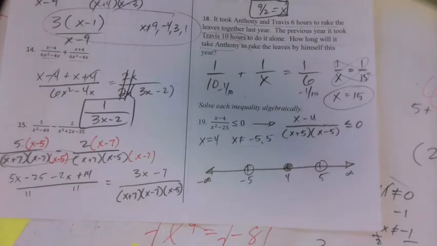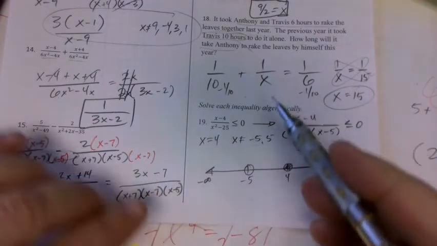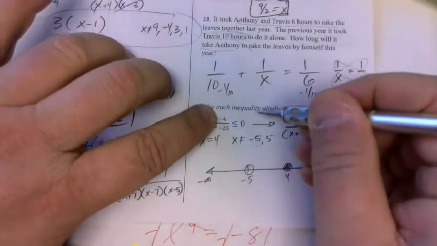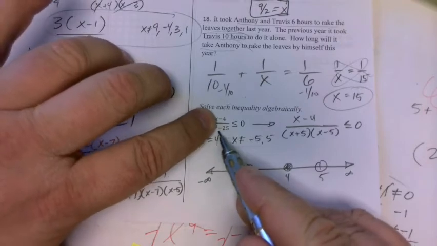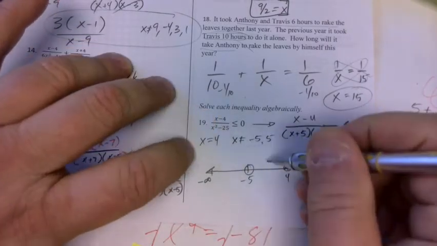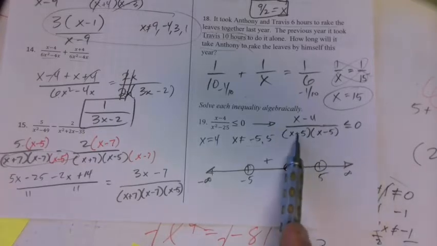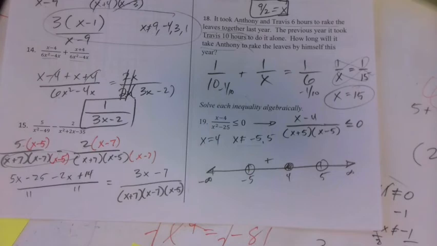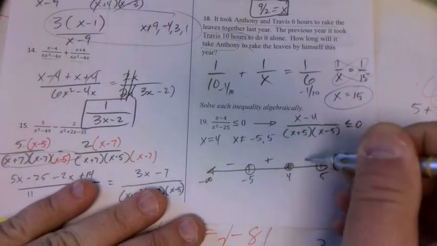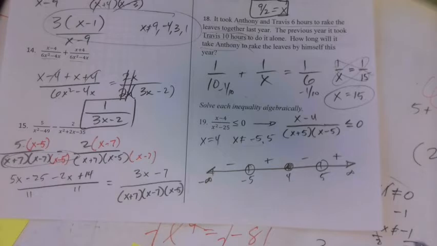Okay, now I just test these. I'm going to test 0. 0 is right in between negative 5 and 4. If I put a 0 in here, I get 0 minus 4, which is a negative 4, over 0 squared minus 25. I get a negative over negative, which is a positive. Now, guys, I've told you in class a couple of times, if there's no multiplicities of factors here, I know it's going to alternate. So since that's positive, it's going to go negative, positive, negative, positive. You can fill them in just like that.